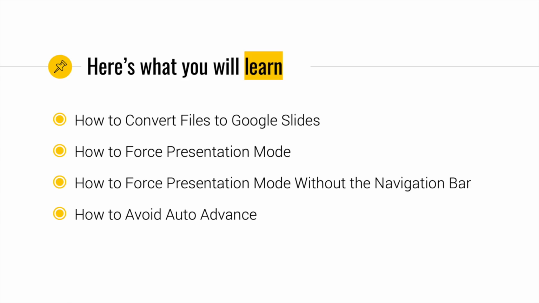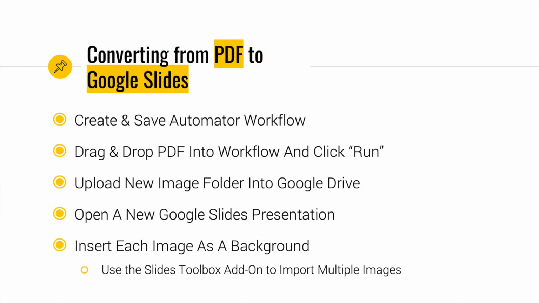So in PowerPoint, if you're familiar with that, there's an option where you can make it so that you don't automatically advance to the next slide when you click on a slide. However, with Google Slides, that option isn't there, so I'm going to show you a hack for that. So the first thing I'm going to teach you how to do is how to convert PDFs into Google Slides.